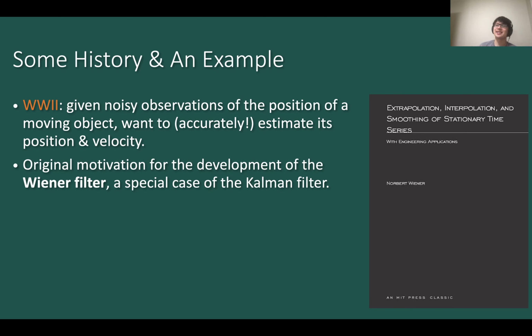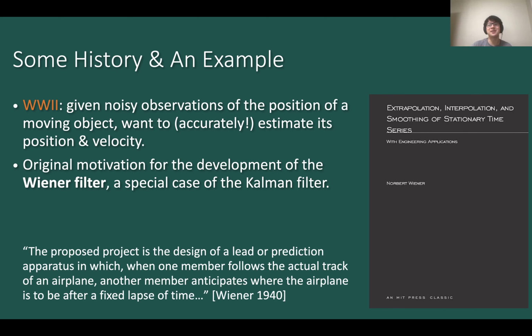And to do this, he basically developed the mathematical theory behind this thing called the Wiener filter, which is a special case of the Kalman filter, and which is described in this textbook, Extrapolation, Interpolation, and Smoothing of Stationary Time Series. Okay? And why did he want to do this?